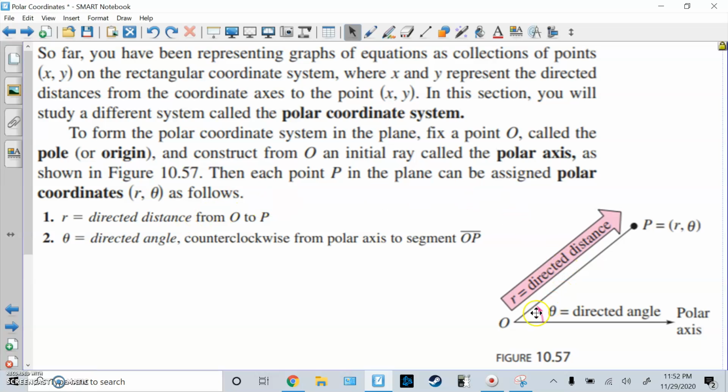Then you need to know the angle. If the distance is positive, you go that way. If you go negative, it's the other way.